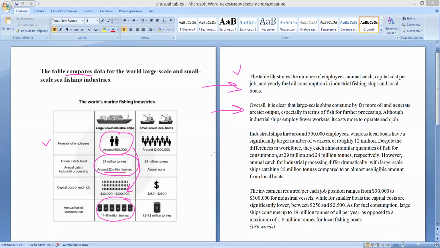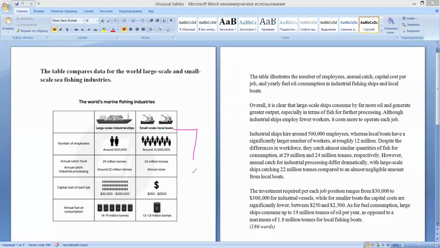You should look at what jumps out at you. Look at these significant features. We see that, okay, they need more fuel. Annual catch is much more significant, but here we see more workers and the capital cost is lower. It means that employers invest less. They can't say that they invest less in their business, but they need less money to operate each job, to run each job.